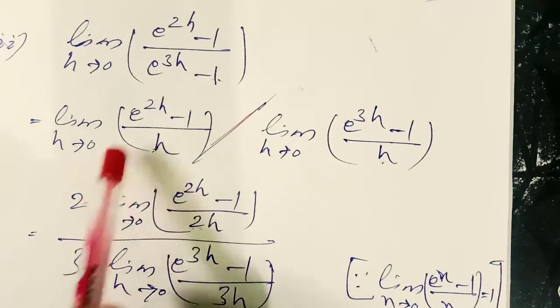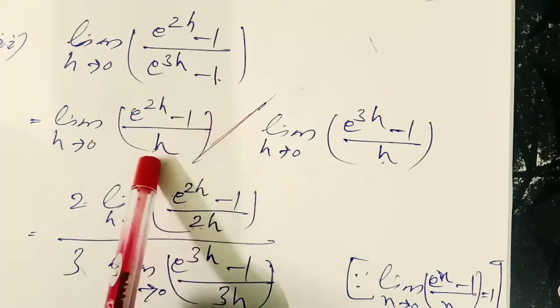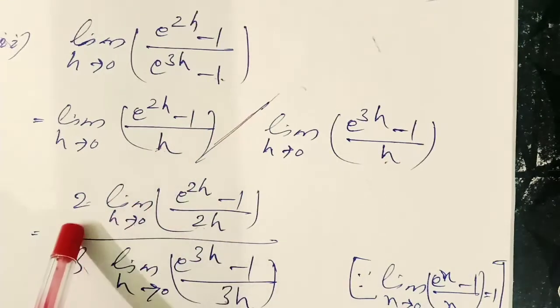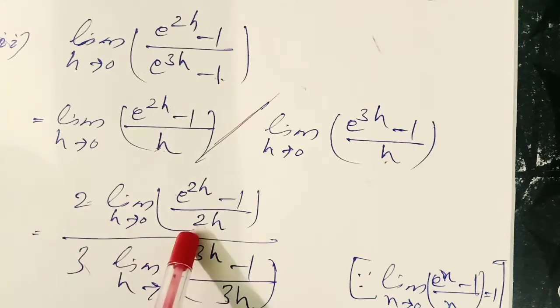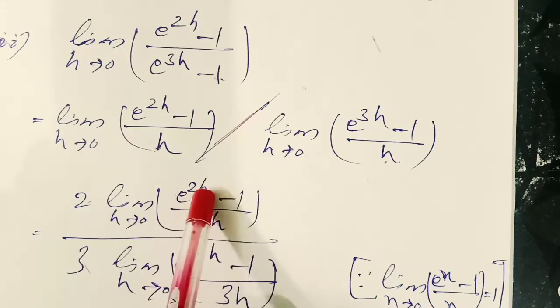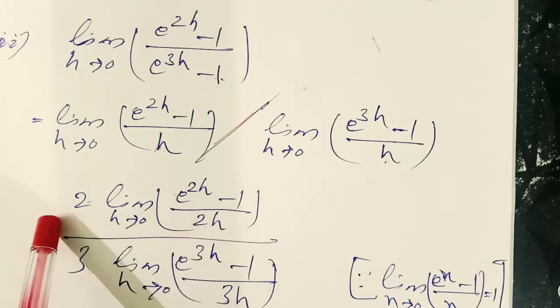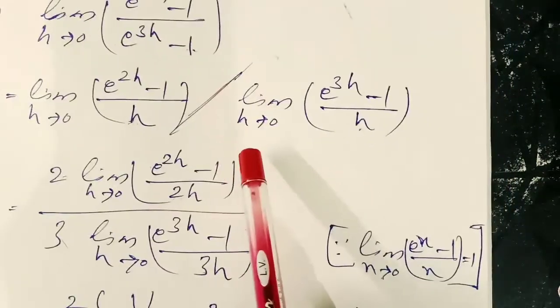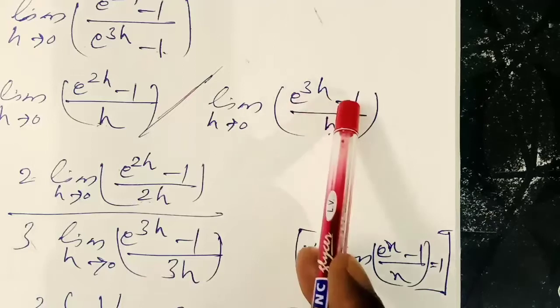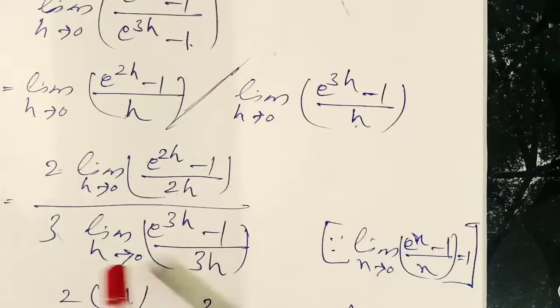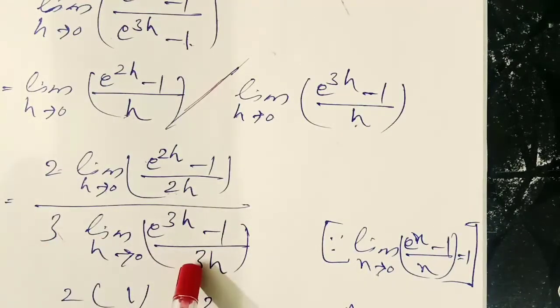Limit h tends to 0, e to the 2h minus 1. I have tried to get 2h here, which means you have to multiply by 2 here, 2. So limit h tends to 0, e to the 2h minus 1 by 2h, 2 whole. The denominator is limit h tends to 0, e to the 3h minus 1 by h. I have to multiply here by 3. See, 3 multiplied, here also 3 multiplied to adjust.